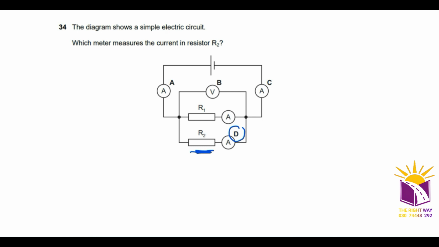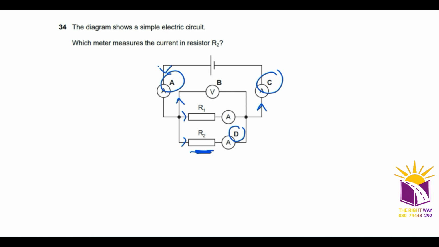Or if the question is changed and you are asked how much total current passes through, you can write either C or A, because the total current comes here and is divided into three different parts, and after passing through the three different parts it is recombined, and the same current that flows from A will pass through C.